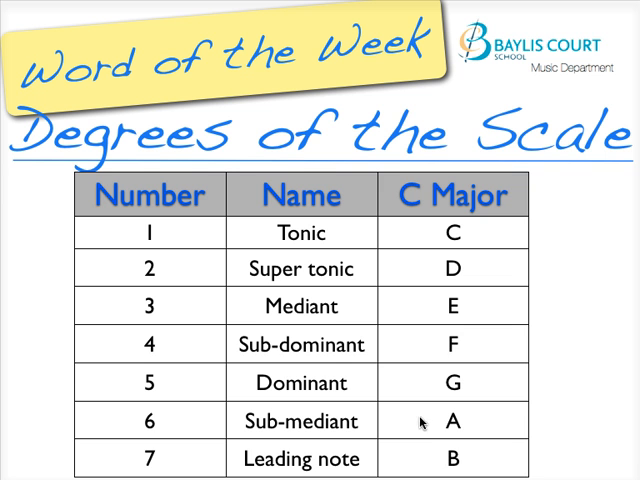Similarly, we've got the 6th degree of the scale. In C major that would be A, and we call that the submediant because it's 3 notes lower than C. If we went C, B, A, it's the 3rd note below C, in the same way that E is 3 notes above C, so we call it the mediant. And then we have the leading note, B, which is 7, called the leading note because it's as if it's pushing back towards being a C, as if it's pushing back towards a tonic.